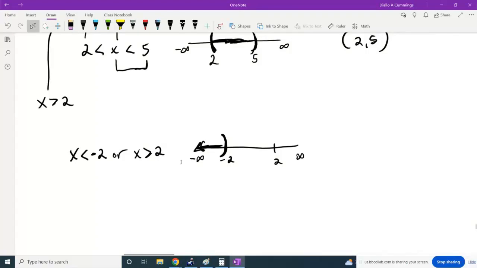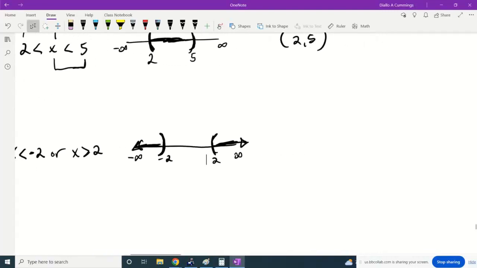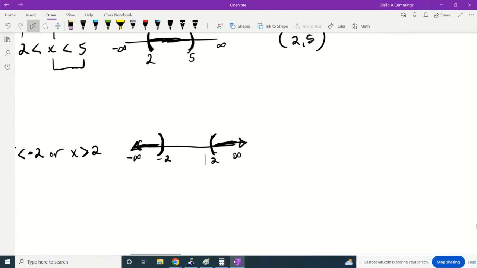Or x is greater than 2. So at +2, I'm going to have a parenthesis that faces the right. My line is going to extend to the right. So this is what's called a disjoint interval because they're separated. Now, when I write that in interval notation, keep in mind that your interval notation still has to follow a number line from left to right.